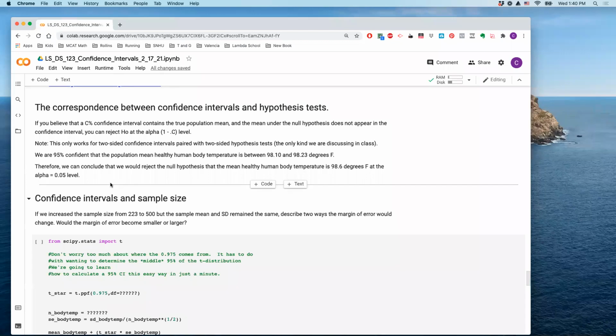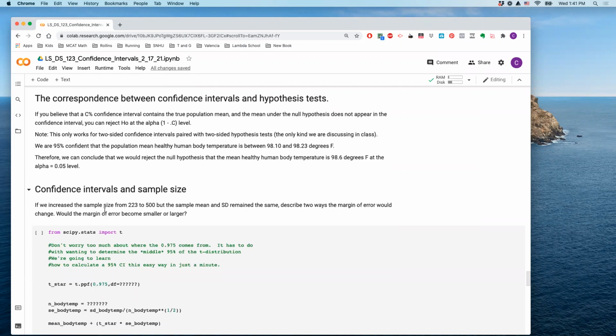Again, I don't actually have to take the step of calculating the p-value or the t-statistic. I can just say, hey, is my null hypothesis value in the confidence interval? Yep. Well, then I think it's a good guess. Fail to reject the null hypothesis. Is it not in my confidence interval? Well, that's a bad guess. I am going to reject the null hypothesis.